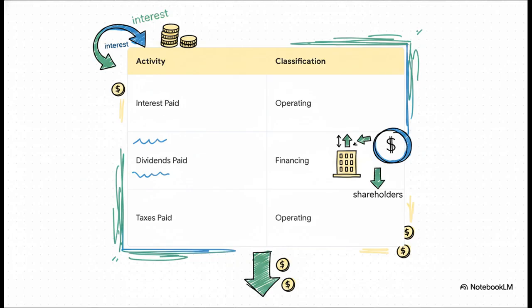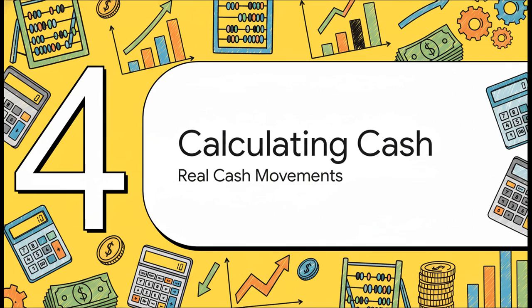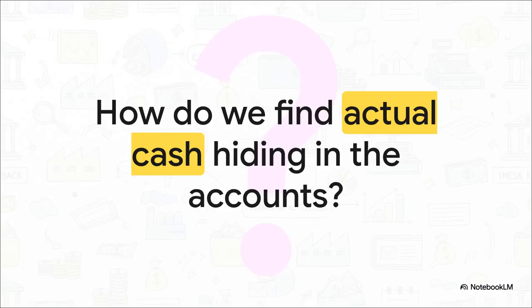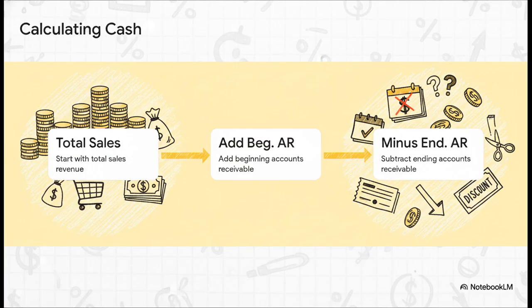Makes total sense, right? Let's move into Section 4, Calculating Real Cash Movements. Time to roll up our sleeves and crunch some numbers. This is where the real detective work begins. Because the income statement hides actual cash movements behind credit terms and accruals, how do we calculate the actual hard cash receipts we got from our customers this year?